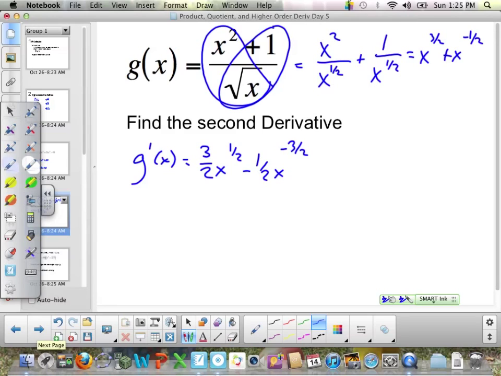And then our second derivative, or g prime prime, not proper vocab there, double second derivative, will be 3/4 x to the negative 1/2 plus 3/4 x to the negative 5/2. So to find the second derivative, you must first find the first derivative and go from there.